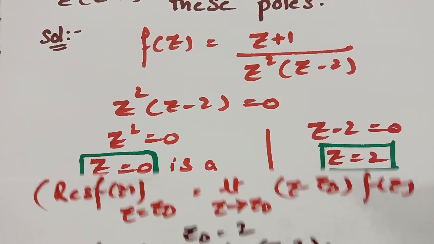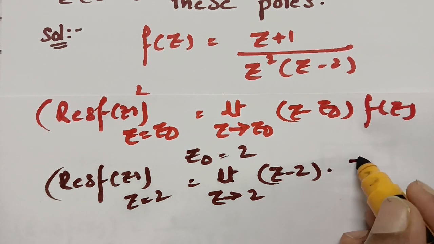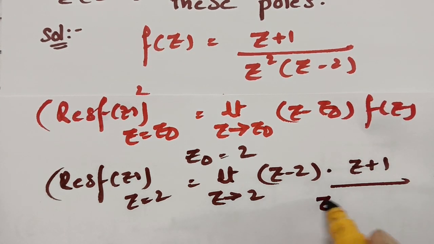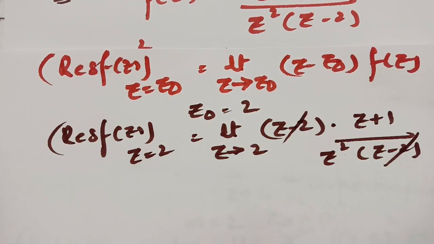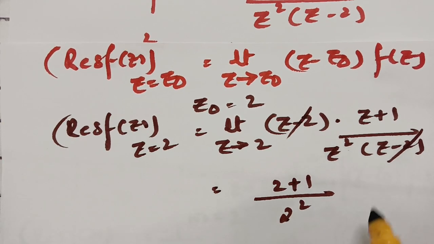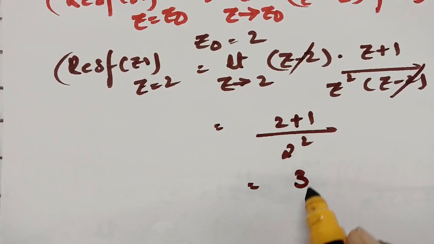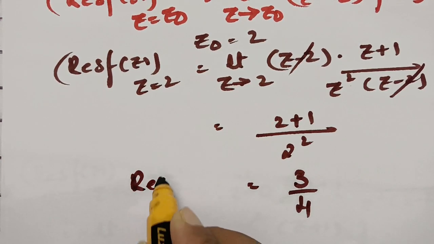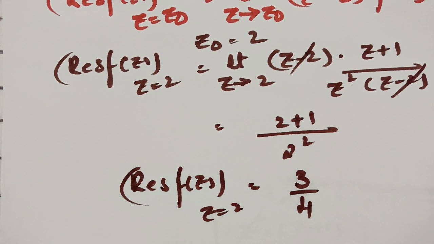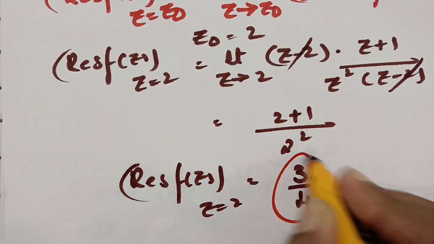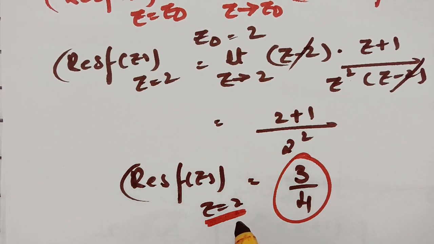So what is our f of z value? F of z value is z plus 1 by z square into z minus 2. If I cancel z minus 2 and keep 2 in the z value, this will be 2 plus 1 by 2 square, which is equal to 3 by 4. So this is the residue value of f of z at the pole z is equal to 2. This is how we have to find it using the formula. The value here is 3 by 4.